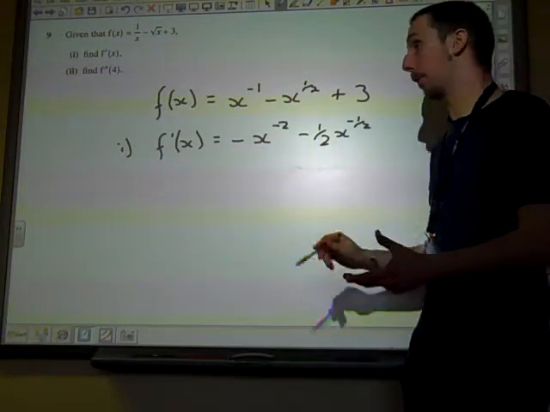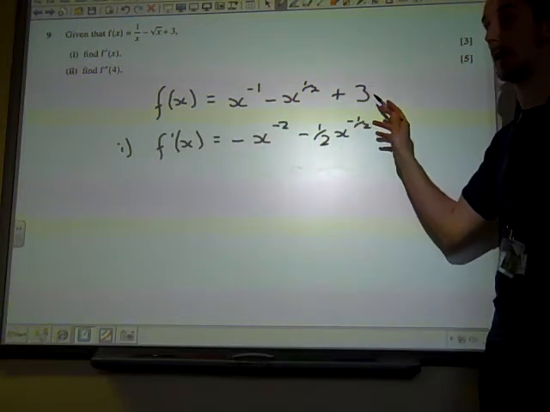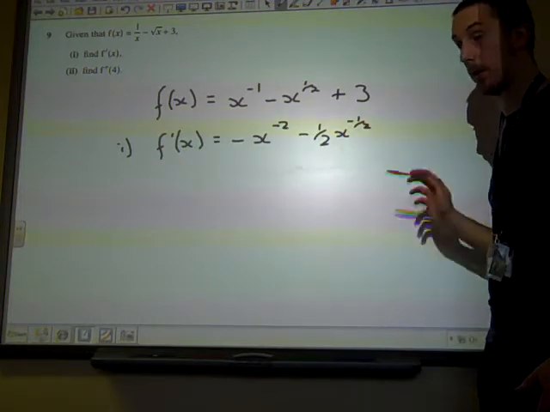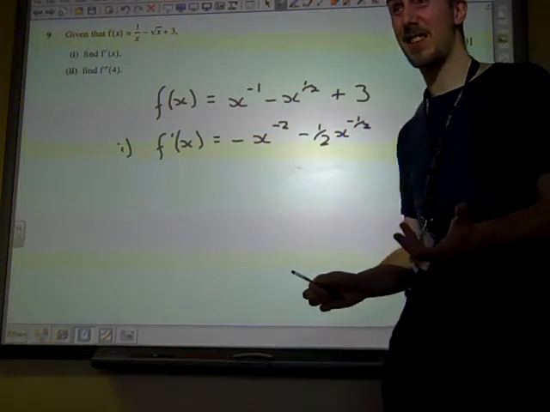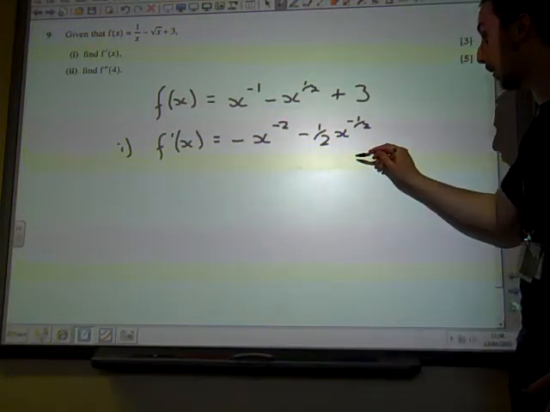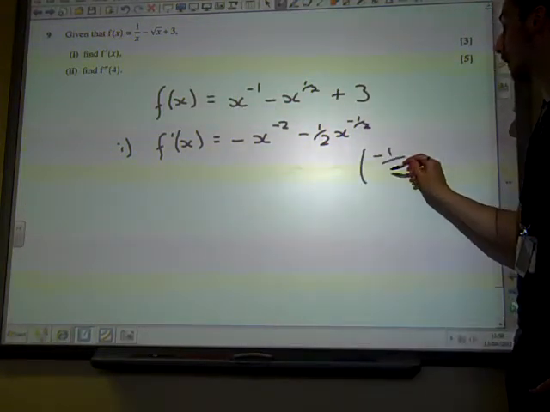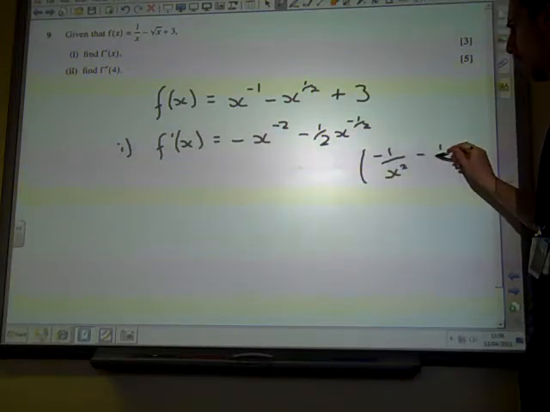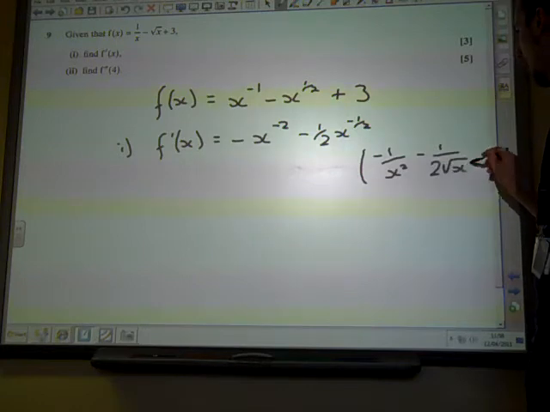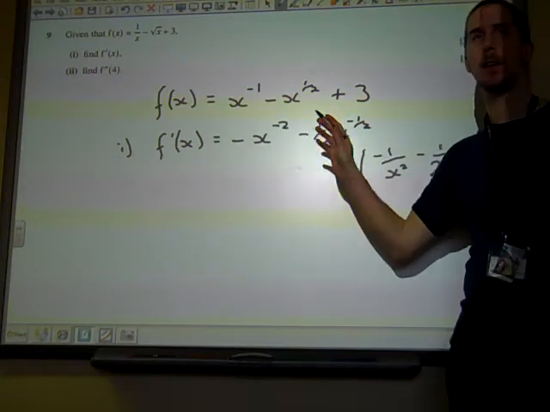And we've already talked about it this morning. If we want to differentiate 3, we would get 0. The constant differentiates to 0. That's it. That's probably good enough. If we really want to impress, we could write minus 1 over x squared minus 1 over 2 root x. But we don't need to. That's fine writing it like that.